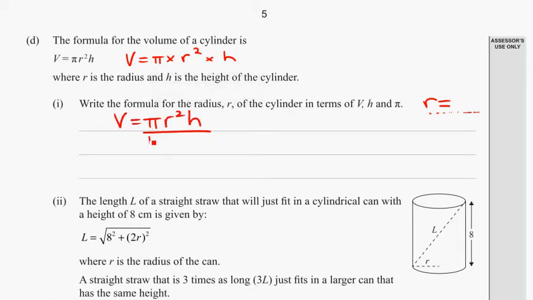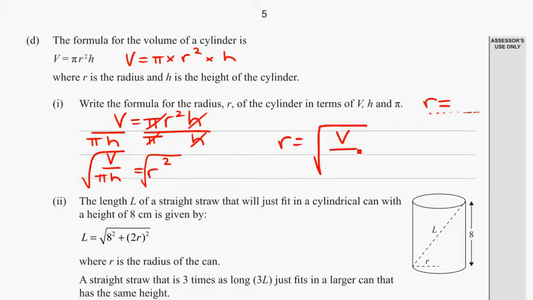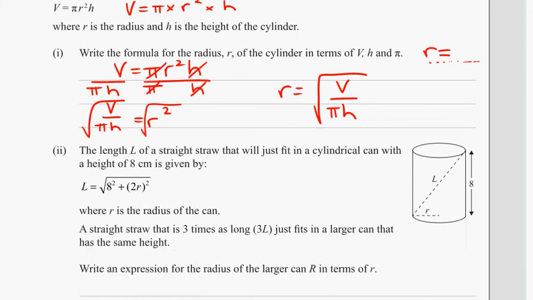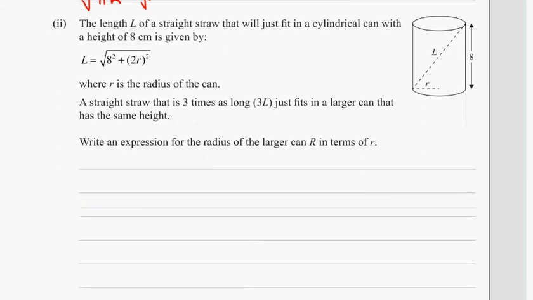First thing I would do is divide by the pi and the h. What you do to one side of an equation, you have to do to the other. It's all multiplied, so we can cancel. And now we're square rooting both sides. So R will equal the square root of V over pi h. Right, part 2. Length L.